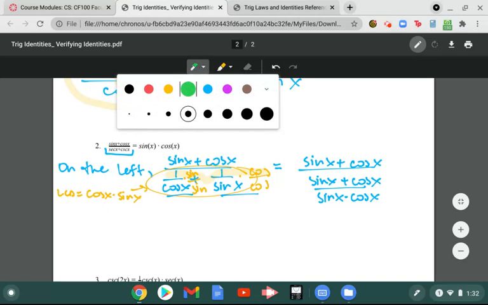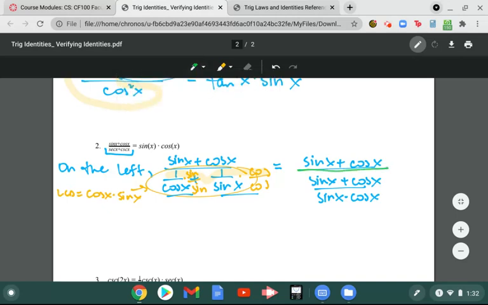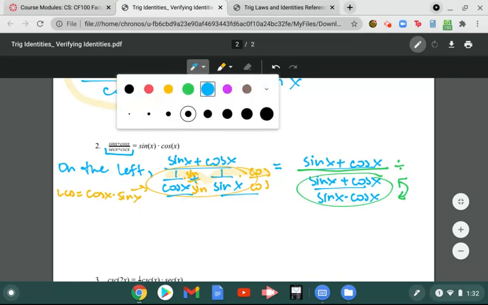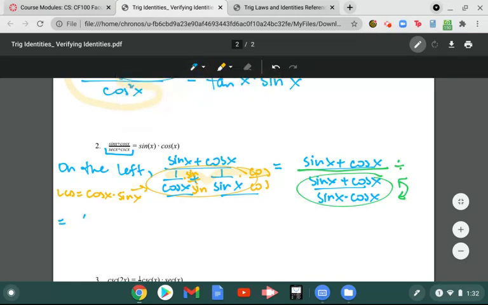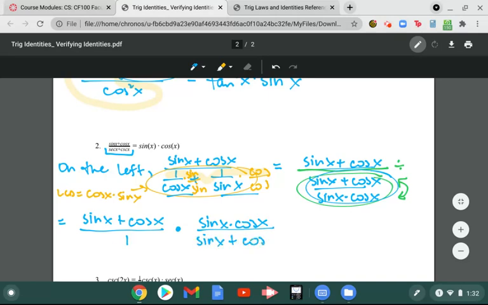I want to combine this using my fraction bar, which is division. So really, I'm going to multiply by the reciprocal of that denominator. Lots of common themes here. This gives us sine x plus cosine x. You can think of this as being over 1, that's my numerator, times, that's where the division was, and I'm going to reciprocate that denominator. So sine x cosine x, do you see I'm almost there, divided by sine x plus cosine x.